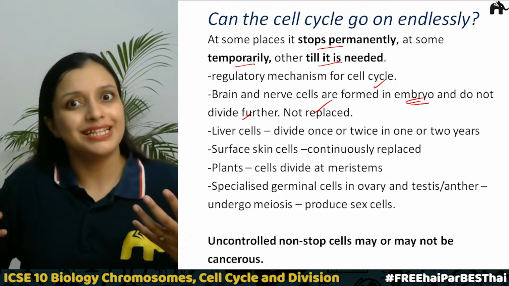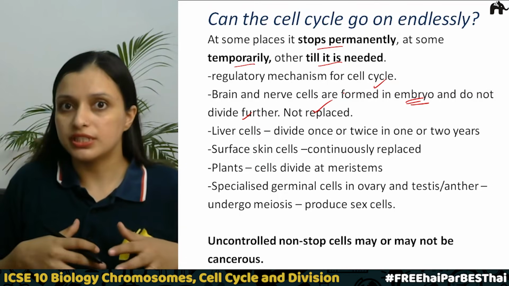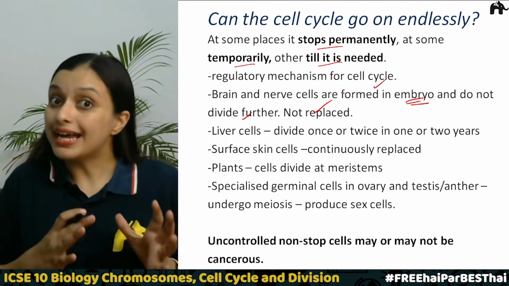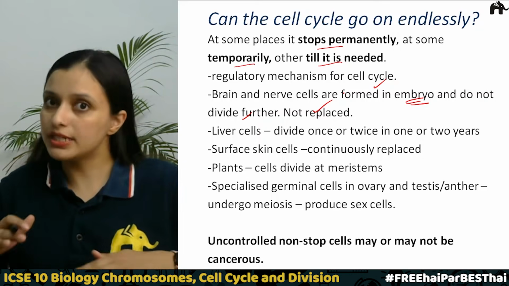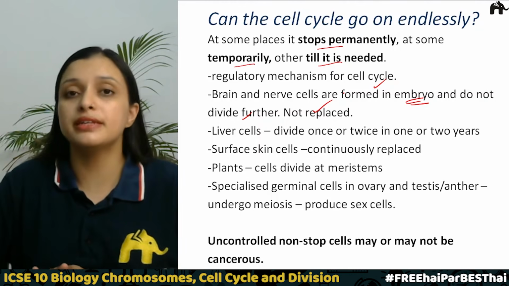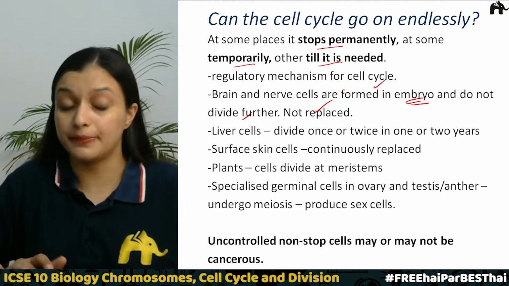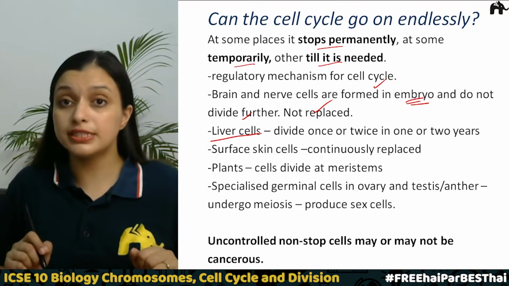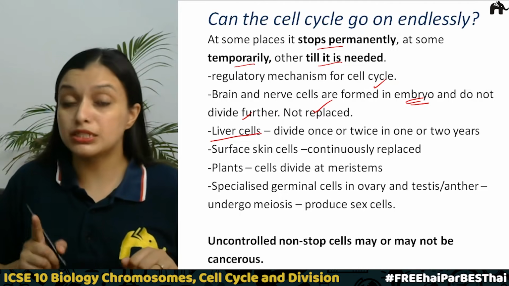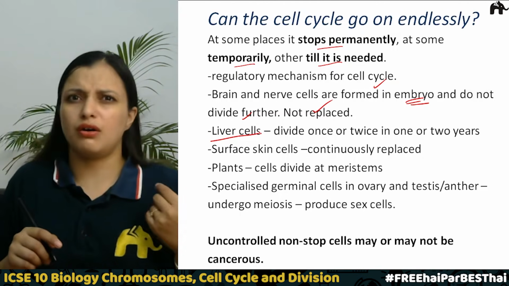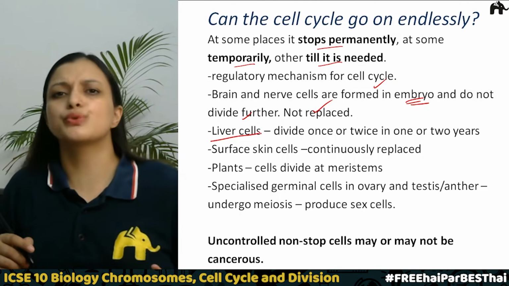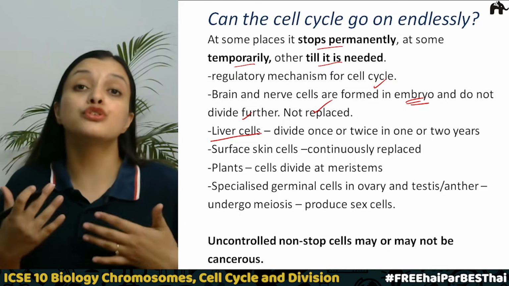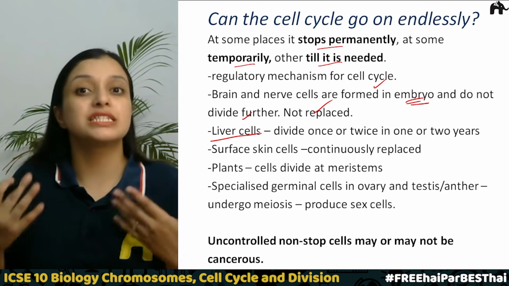If a nervous cell dies inside the body, that nervous cell will always be dead, and it will never be replaced throughout our lifetime. Now coming on to the liver cells, they are replaced but only once or twice in a year or in 2 years. So that's it. They are not replaced regularly.